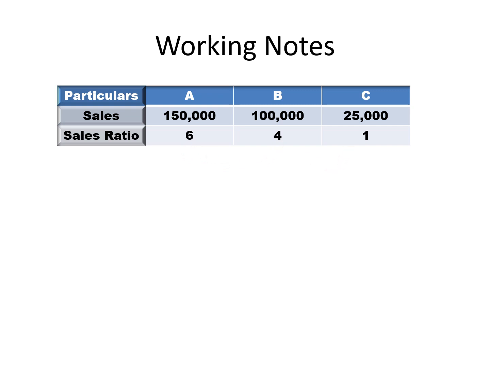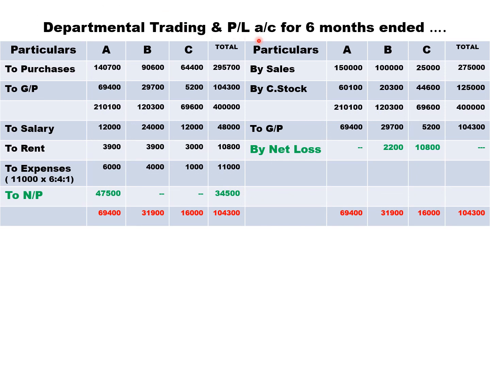Here is the answer, students. So departmental trading and P&L account for 6 months ending. See, students, sales are given in the question, take it as it is. Closing stock, take as it is. Purchases, take as it is. Then total, you get GP. The gross profit is 69,400 for A, 29,700 for B, 5,200 for C.